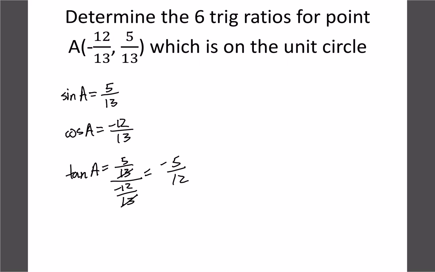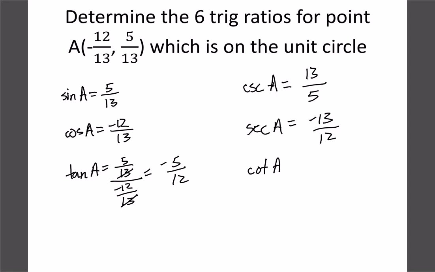Now, once we have those, the other ones are pretty easy. Cosecant is the reciprocal of sine, so that would be 13 over 5. Secant is the reciprocal of cosine, so that would be negative 13 over 12. And cotan is the reciprocal of tan, so that would be negative 12 over 5.